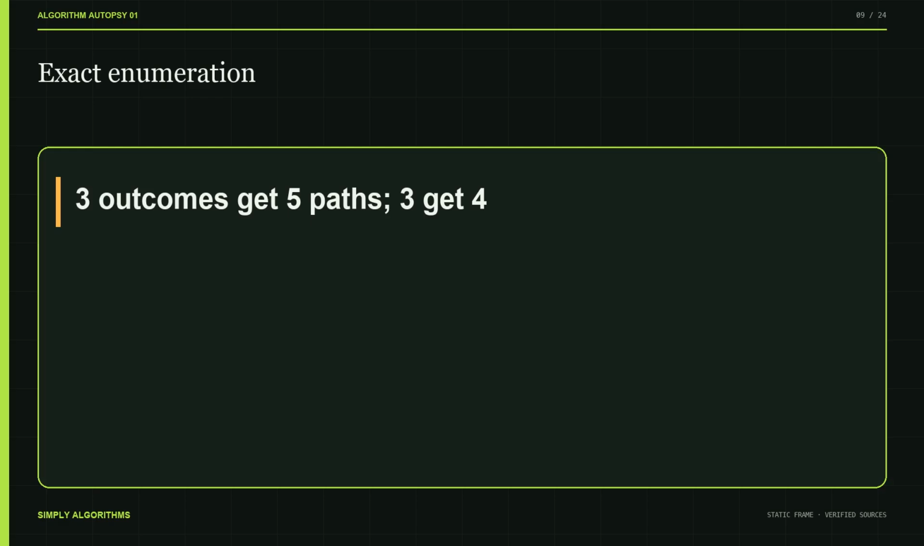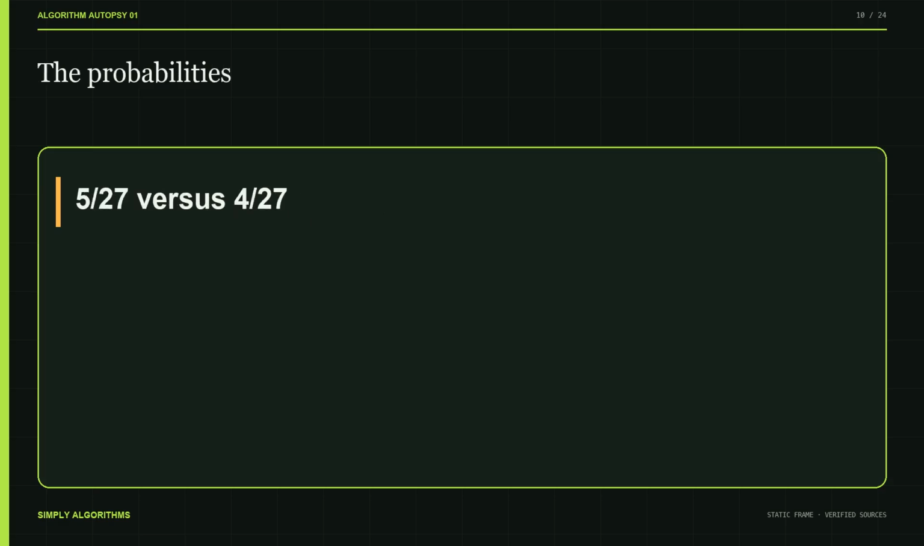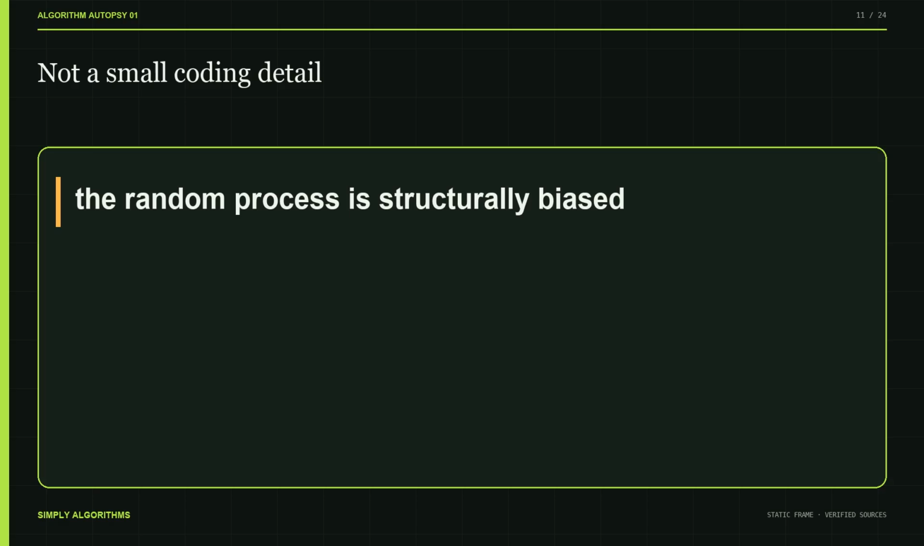Exhaustive enumeration confirms the imbalance. 3 permutations get 5 paths, and 3 get 4. That is 18.5% versus 14.8%, instead of the fair 16.7%. The issue is not a weak random generator. The structure of the loop creates the bias.